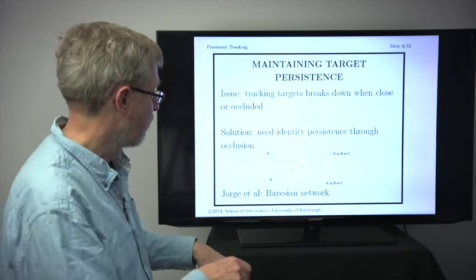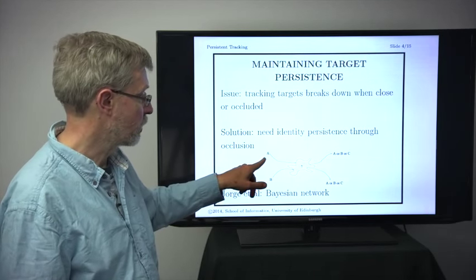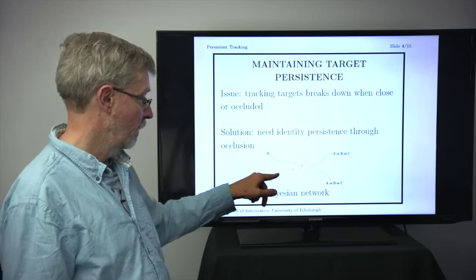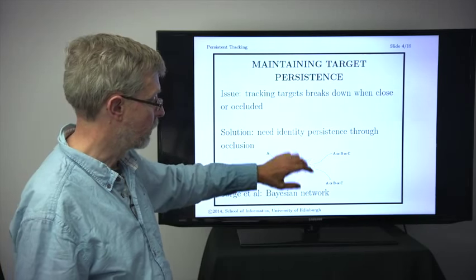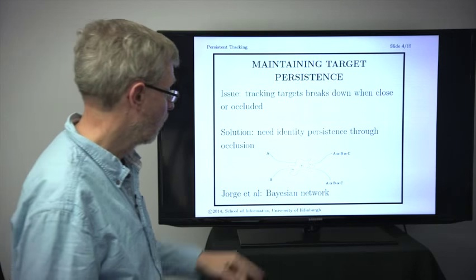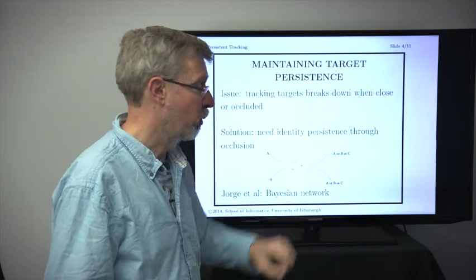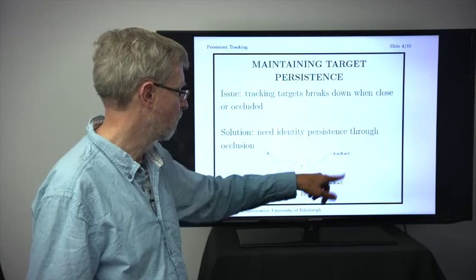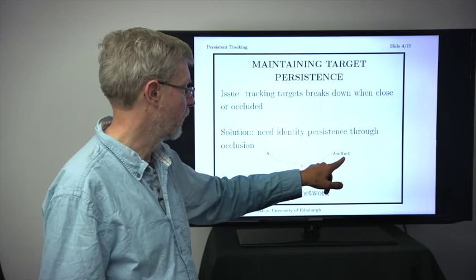And this little diagram here sort of sums it all up. We initially have two moving targets moving along. They get close to each other, and there's a bit of a mess where we don't know exactly what's going on. And then people separate out again, and the targets move out again. And then we have the question of, is this one person A or person B?